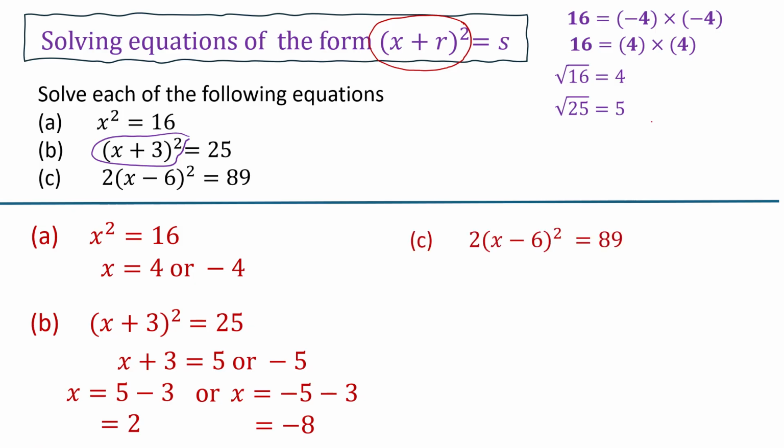Let's look at part C. Right, so for part C, we can't do it this way. Because if you were to go back to what we have written here, solving equations of this form must be such that the coefficient here has to be 1. Then you can just square root s.